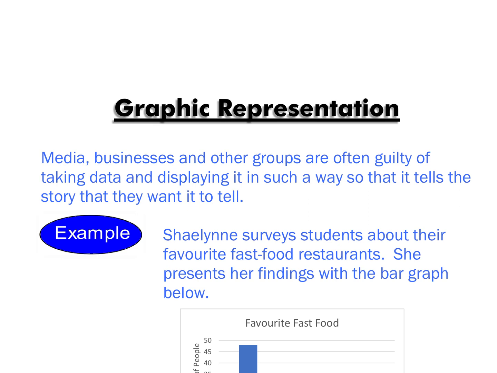We're going to look at a couple common ways of manipulating data. And this stuff is found in newspapers, magazines, on TV shows, on websites, everywhere where people want to say certain things. And they want to use numbers to help convey that information. So here's an example.